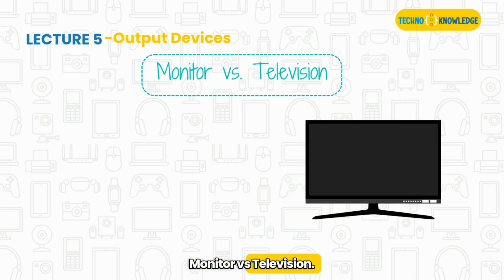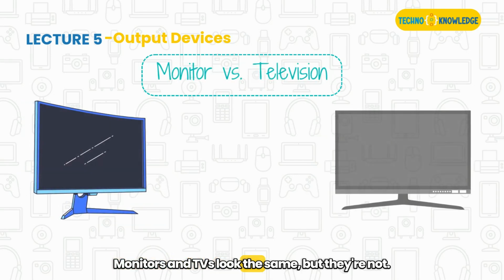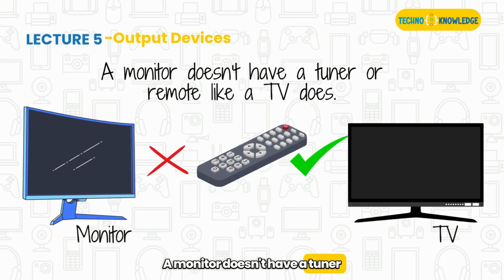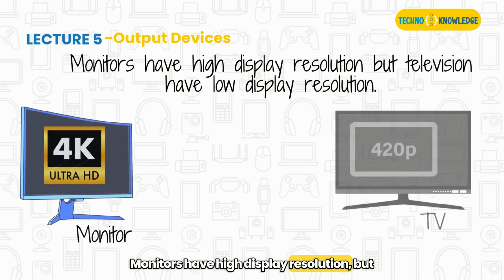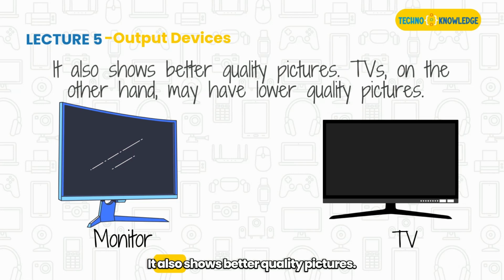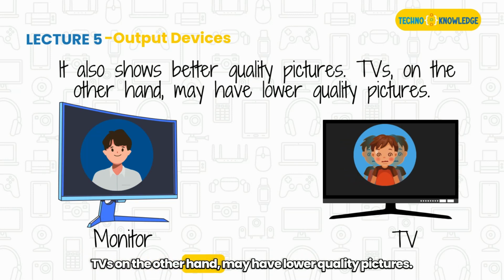Monitor versus television. Monitors and TVs look the same, but they're not. A monitor doesn't have a tuner or remote like a TV does. Monitors have high display resolution, but television has low display resolution. It also shows better quality pictures. TVs, on the other hand, may have lower quality pictures.